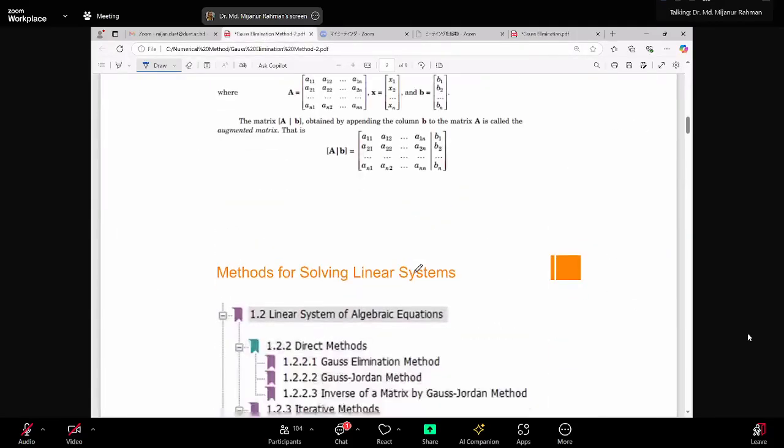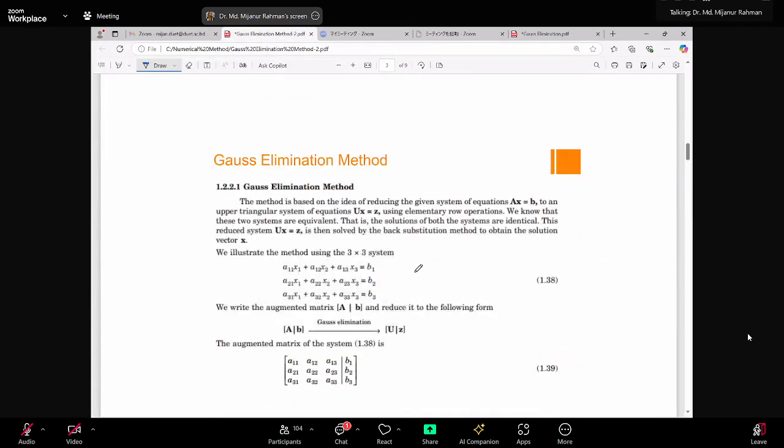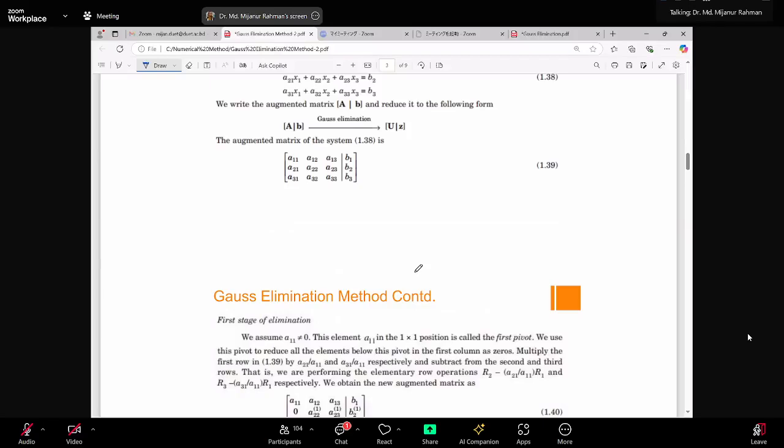If we convert our target equation to matrix form, then we can apply our three concepts. That means interchange, zero term, or multiply, addition, subtraction.